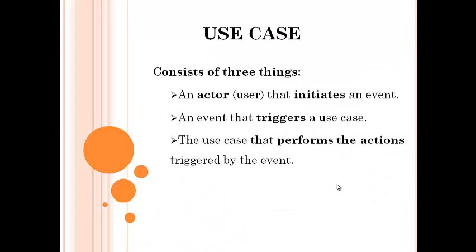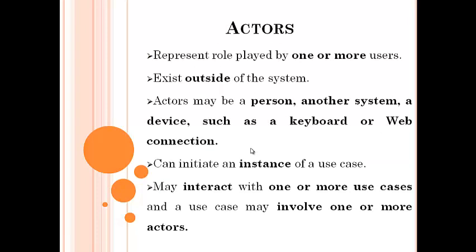A use case consists of three things: an actor that initiates an event that triggers a use case, and in turn the use case performs the action triggered by the event. Actors represent a role played by one or more users existing outside of the system. Actors may be a person, another system, or a device such as a keyboard or web connection. An actor can initiate an instance of a use case, may interact with one or more use cases, and a use case may involve one or more actors.